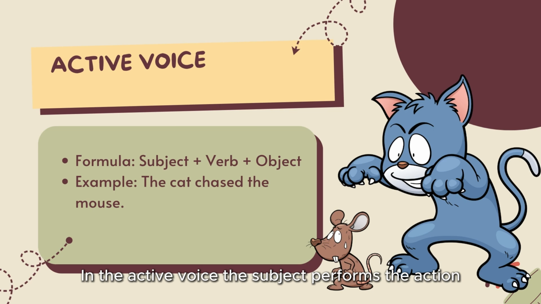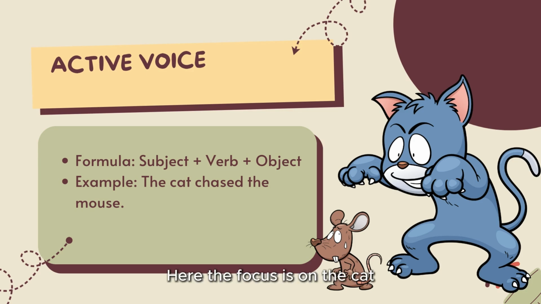In the active voice, the subject performs the action. The pattern is subject, verb, object. For example, the cat chased the mouse. Here, the focus is on the cat, the doer.